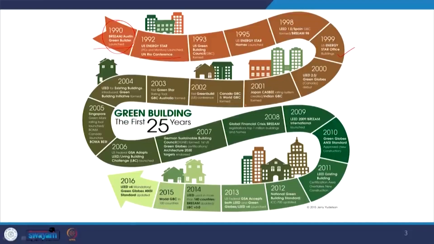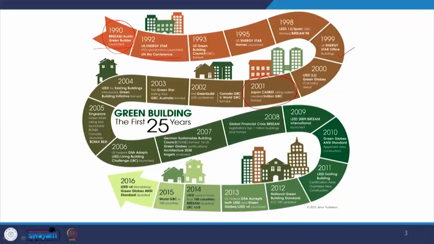There were discussions, there were talks, and we were still doing a lot of work as far as climate responsive buildings are concerned. There were architects, stalwarts who were making climate responsive, passively designed, ecological buildings, but formally the Indian Green Building Council was launched in 2001, which is an important year for us in India.